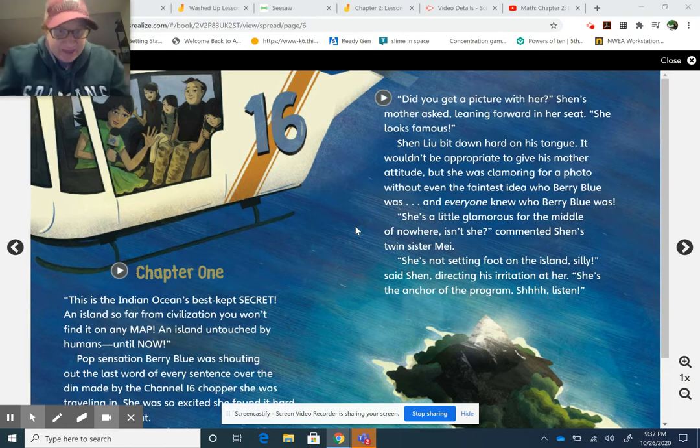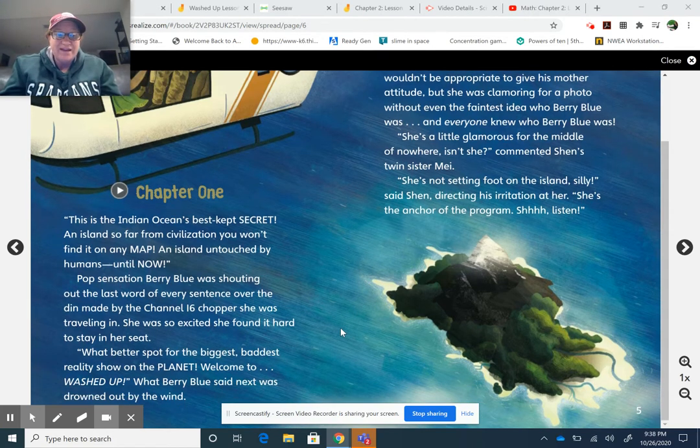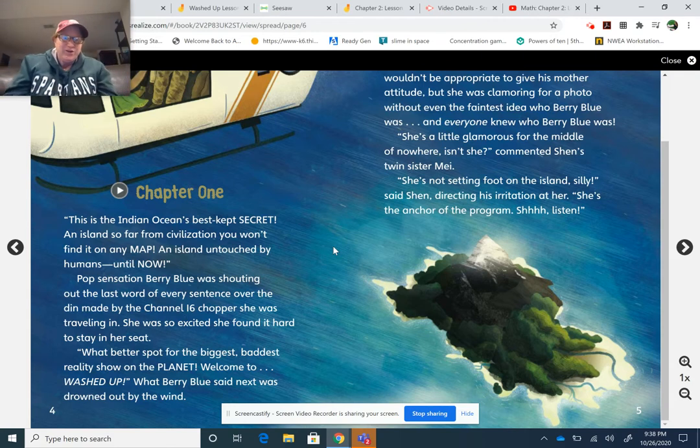Chapter 1. This is the Indian Ocean's best kept secret, an island so far from civilization you won't find it on any map, an island untouched by humans until now. Pop sensation Barry Blue was shouting out the last word of every sentence over the din made by the Channel 16 chopper she was traveling in. She was so excited she found it hard to stay in her seat. What better spot for the biggest, baddest reality show on the planet? Welcome to Washed Up! What Barry Blue said next was drowned out by the wind.